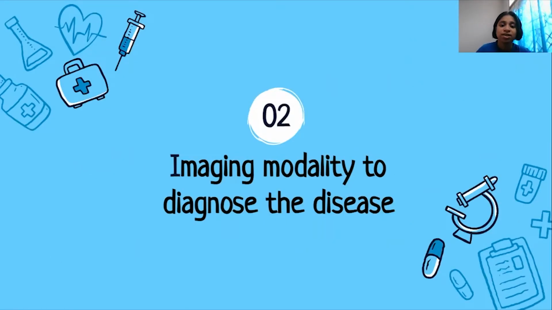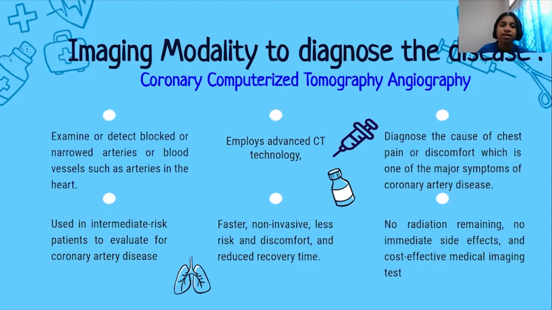So, moving to the imaging modality to diagnose the disease, we have chosen coronary computed tomography angiography as the suitable imaging modality to diagnose coronary artery disease. It is mainly used to detect blocked arteries and blood vessels in the heart. It employs advanced CT technology. CT angiography diagnoses the cause of chest pain, which is the major symptom of coronary artery disease.